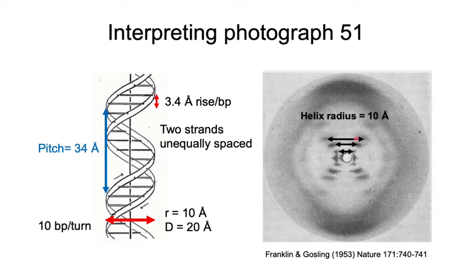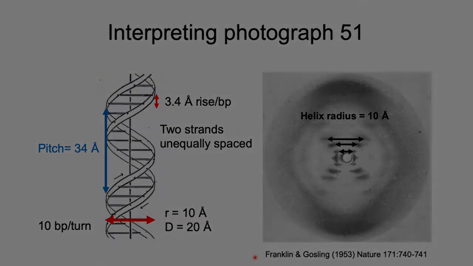Finally, the spacing between the spots gives the helix radius, and so you calculate a radius of 10 angstroms, or 20 angstroms diameter, which is really exactly the diameter of B-DNA. And you can read about all this elegant work in Franklin and Gosling's classic paper, which was published in the same issue of Nature as Watson and Crick's.